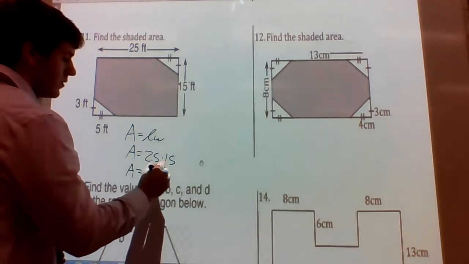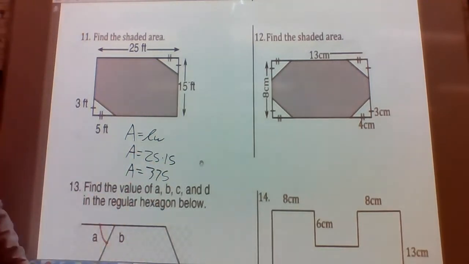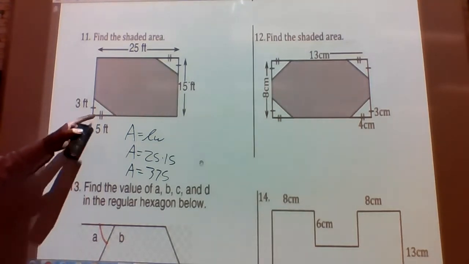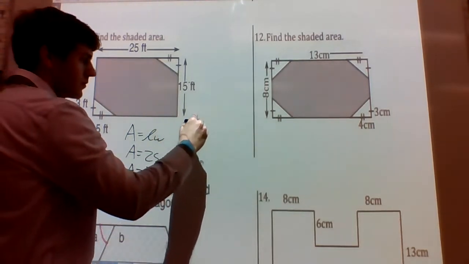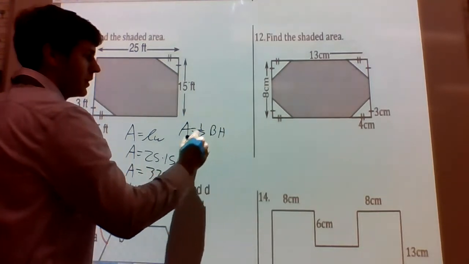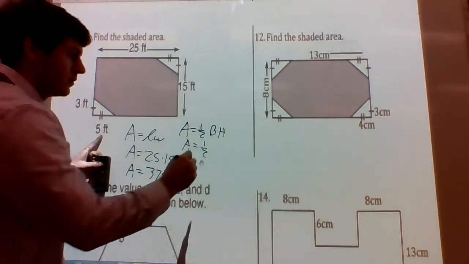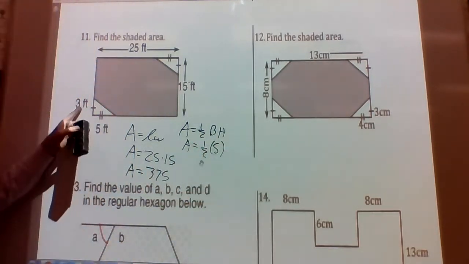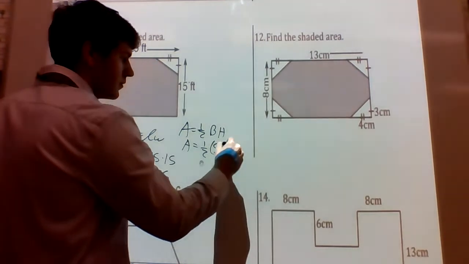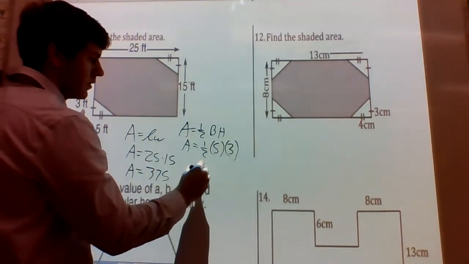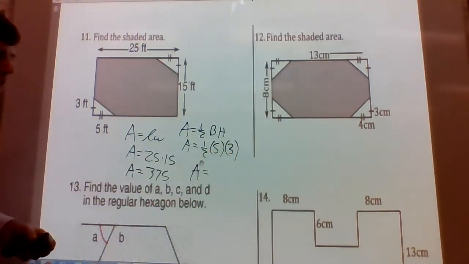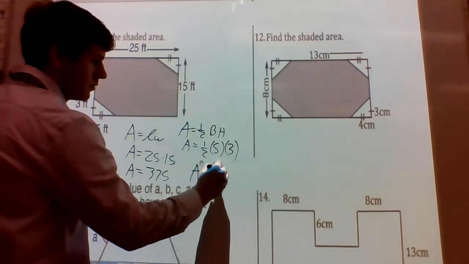25 times 4 is 100. So that's 100, 100, 100, and 100 minus 25 is 375. Okay. We have a triangle. 1/2 base times height is the formula. The base we have is 5. The height we have is 3. Okay. So 15 over 2.